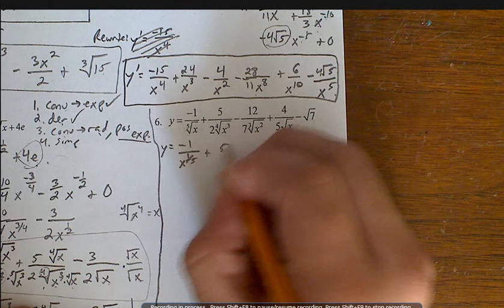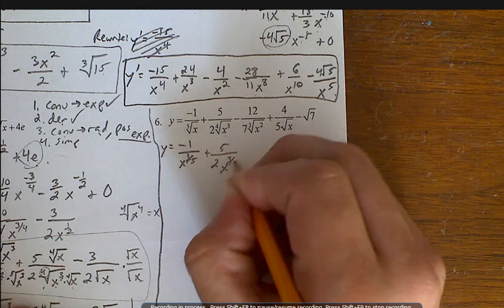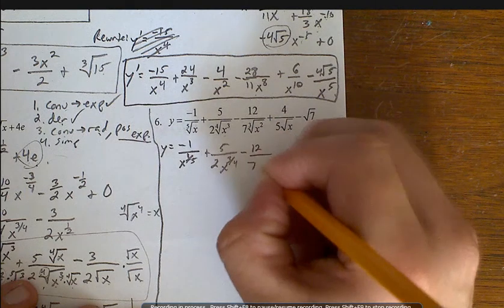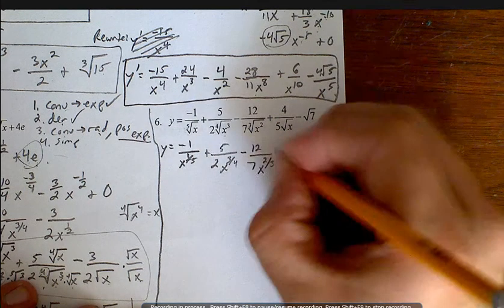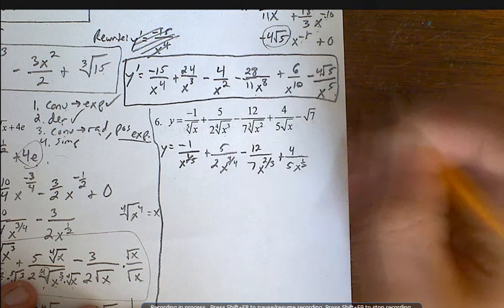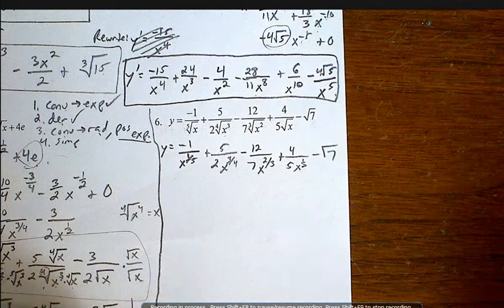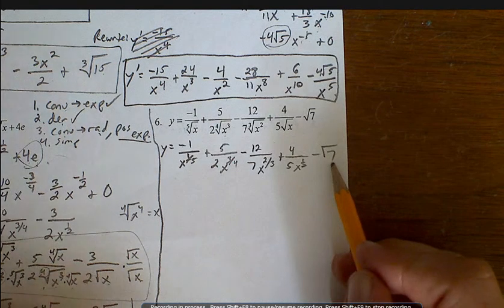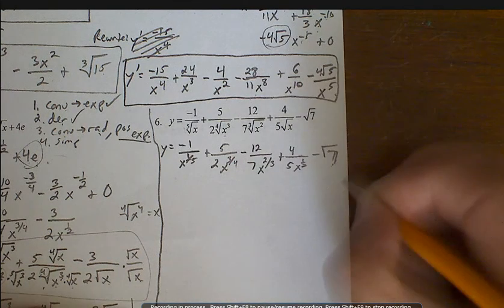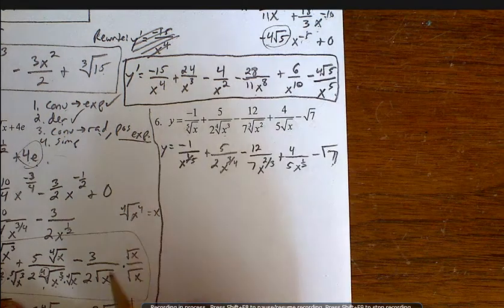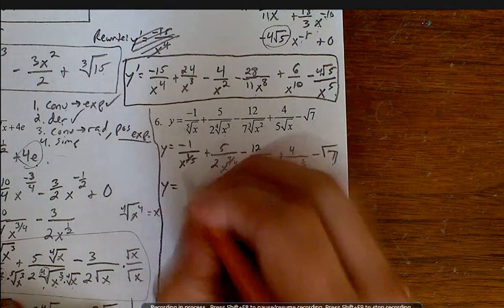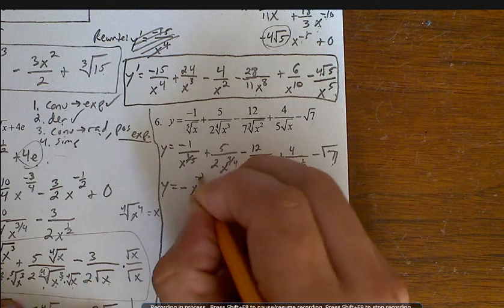Okay, now I'll convert these to negative exponents. So I'm going to do another rewrite. So y equals negative x to the negative 1/5, because I have negative 1, I'm going to bring this up top, plus 5/2 x to the negative 3/4 minus 12/7 x to the negative 2/3 plus 4/5 x to the negative 1/2 minus the square root of 7. Okay, now it's in exponential form.